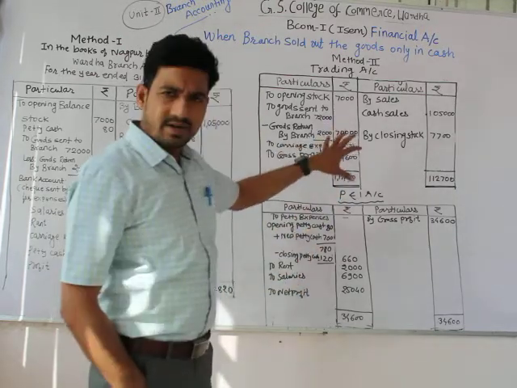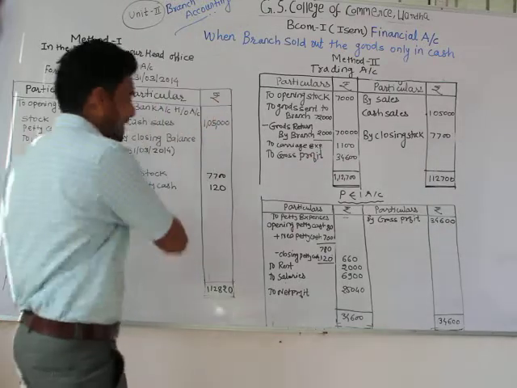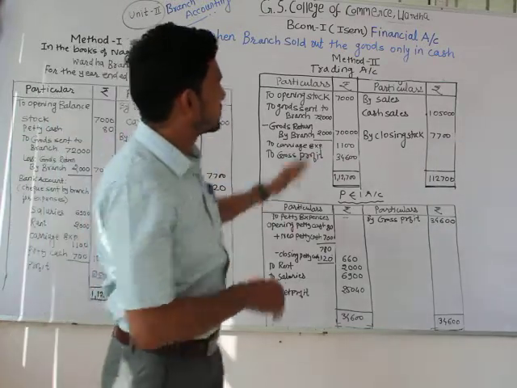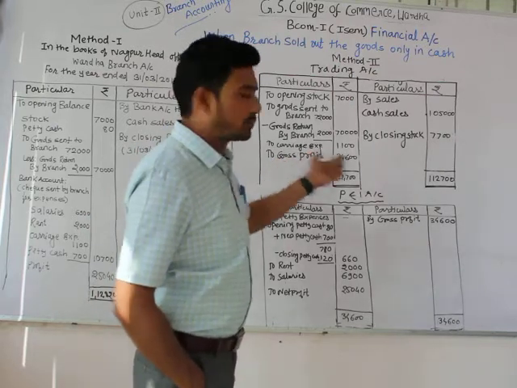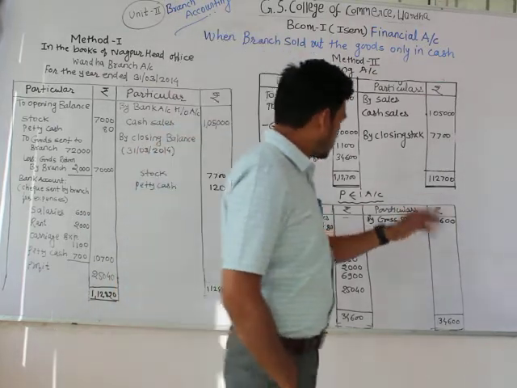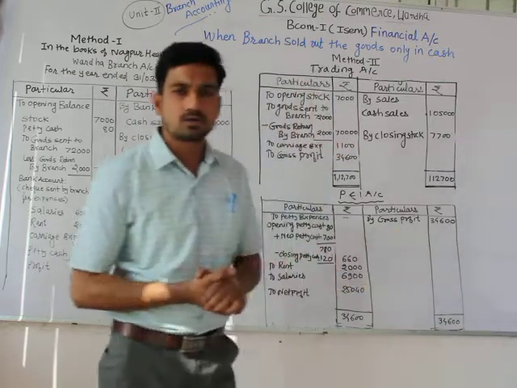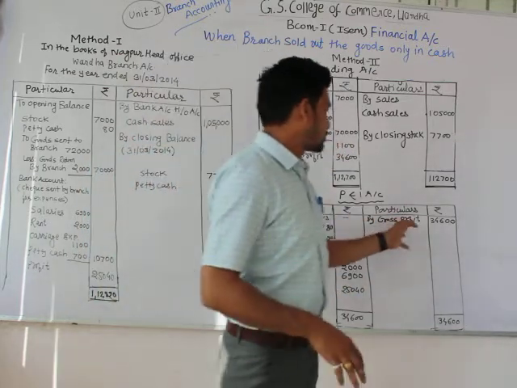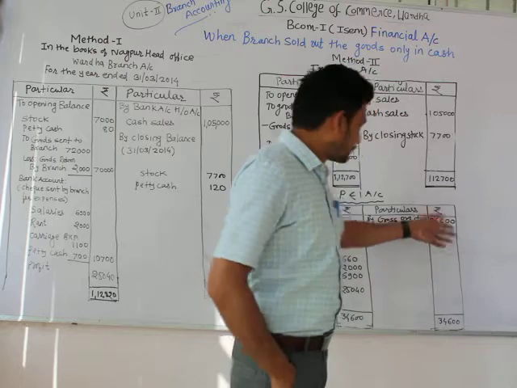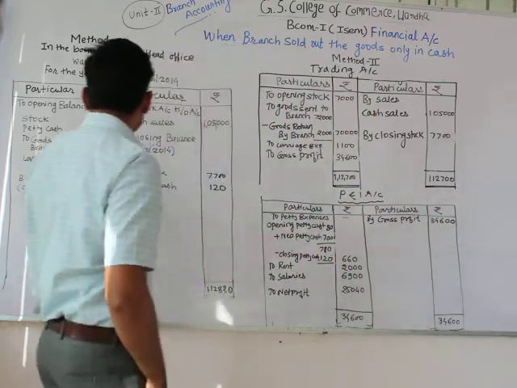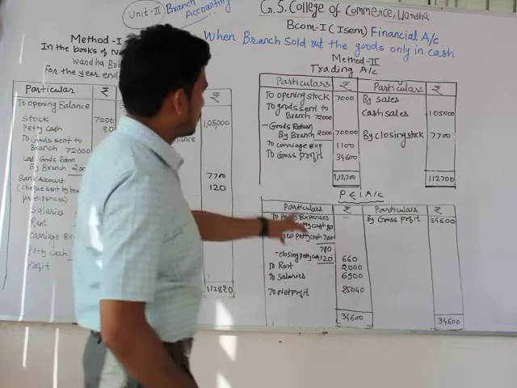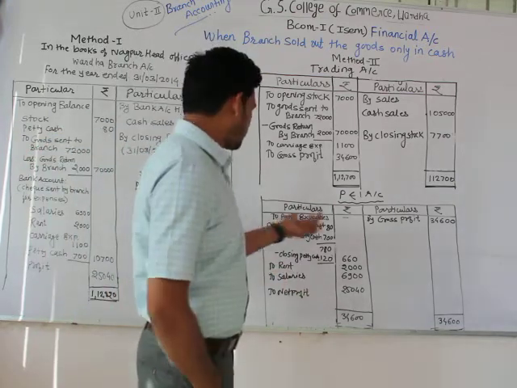So this is a simple trading account. What we did here, we just extracted the transactions which are part of the trading account. Now we have to move this gross profit to the profit and loss account. So first, the most important thing, you have to transfer it: by gross profit 34,600, because we are preparing a profit and loss account, so the remaining things of this particular format are now part of the profit and loss account.